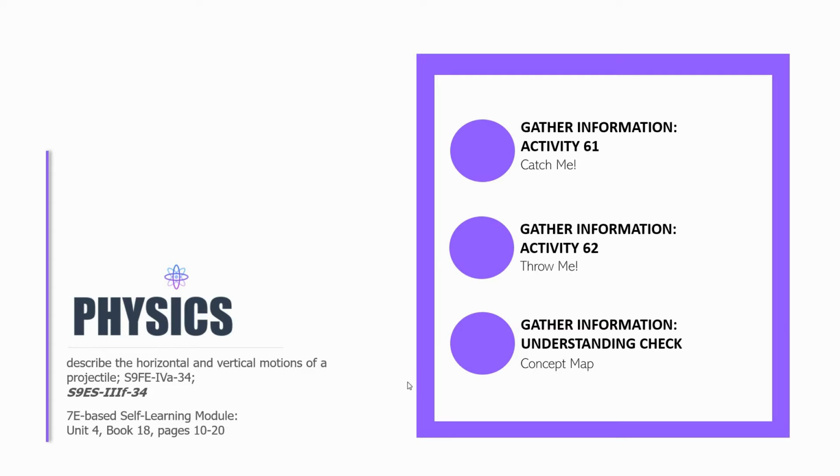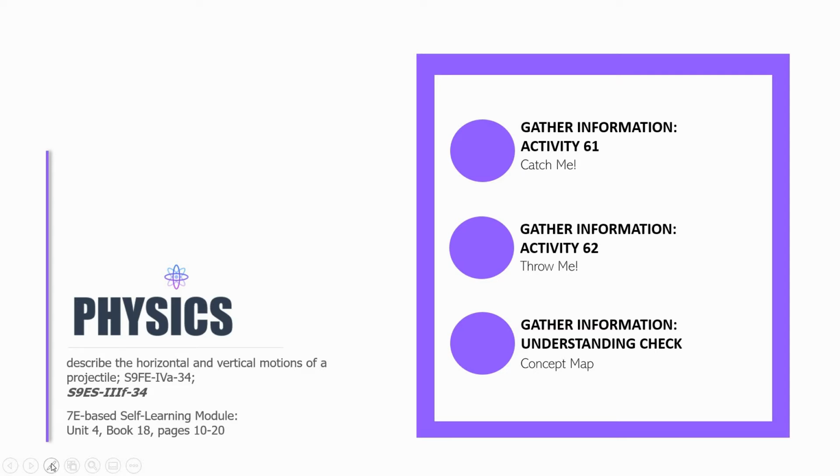This is the fourth episode and it is divided into the following parts. The first part is Gather Information's Activity 61, which is entitled Catch Me. And then the second part is Gather Information Activity 62, entitled Throw Me. And then the last part is Gather Information Understanding Check, which is about a concept map.